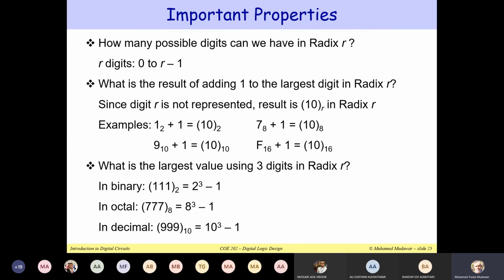So if you look here, in binary, 111 is written as 2 to the power 3 minus 1. 777 in octal is 8 to the power 3 minus 1. And in decimal, 999 is 10 to the power 3 minus 1. So you can see it's the radix raised to the power 3, because we are using only 3 digits, minus 1. So for any radix R, the largest value using 3 digits will be R to the power 3 minus 1. Is this clear? Yes, clear. That's one.